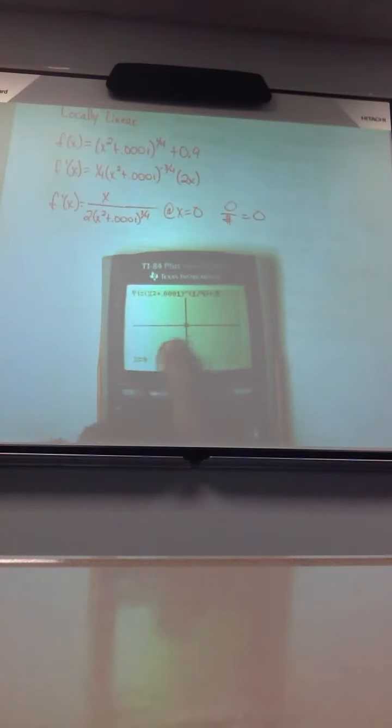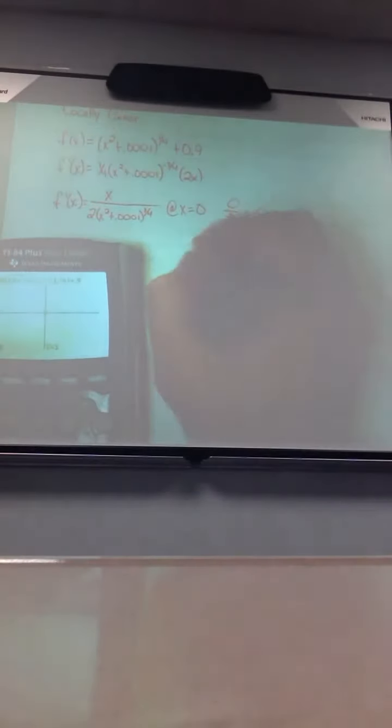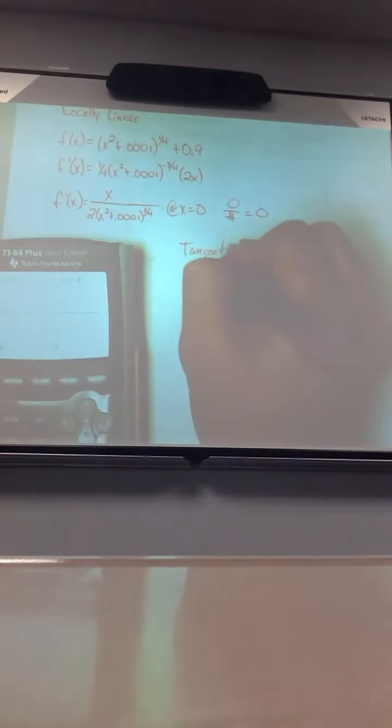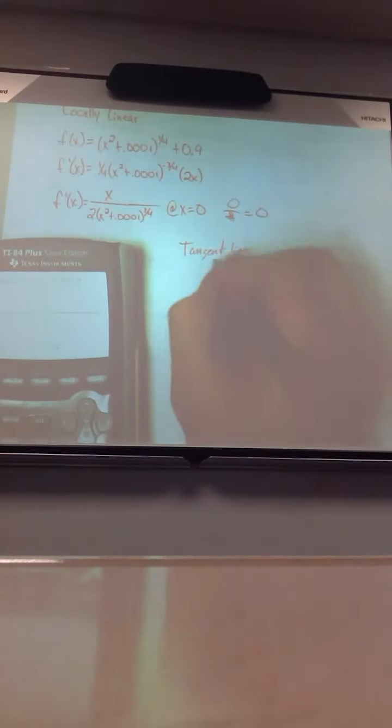What would the graph of the tangent line for this be? Or the equation of the tangent line at this point?